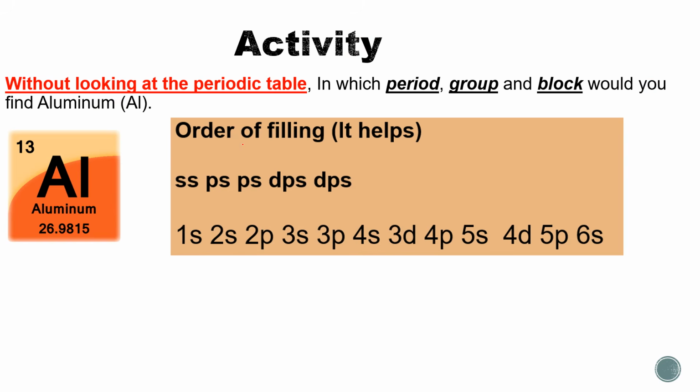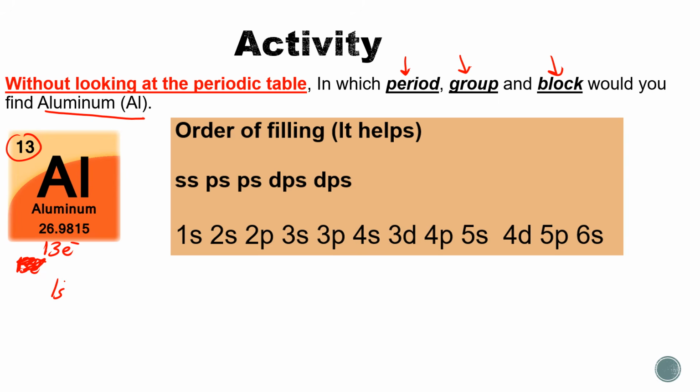Okay? So now, I want you to try and do this activity by yourself. Without looking at the periodic table, in which period, group, and block would you find aluminum? Using the electron notation, the first thing, draw the electron notation for aluminum. We have 13 electrons. This is the order, if you remember, to help you remember the order. So stop the video here, try to do it by yourself, and then come back and check.